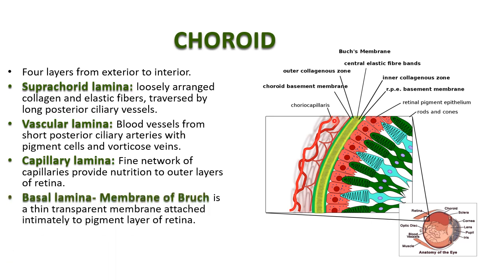So the four layers, as I told you: the suprachoroidal lamina, then the vascular lamina with the blood vessels, the capillary lamina, a fine network of capillaries, and then the basal lamina called Bruch's membrane, attached intimately to the pigment layer of the retina. Then the tapetum is a special cell seen in animals.